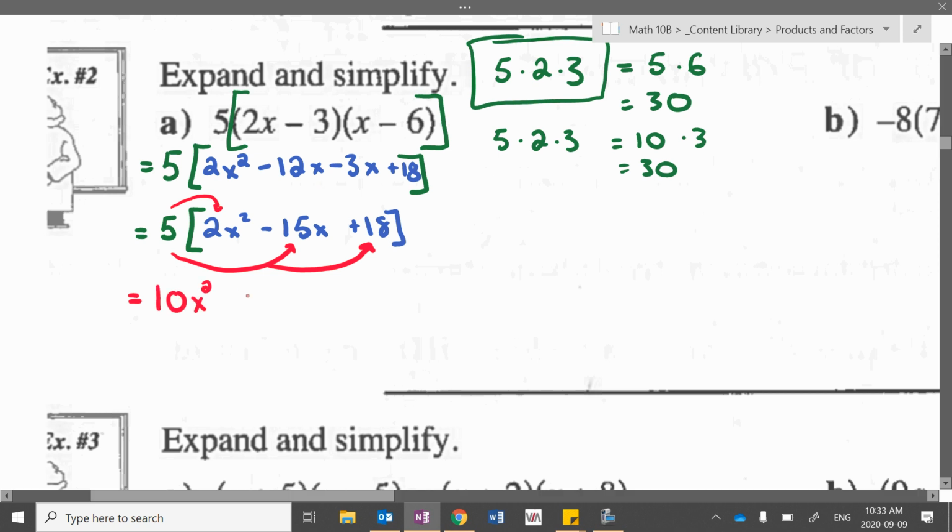5 times 15 is 75x, but that was a negative. And then 5 times 18 gives us plus 90. That is your final answer.